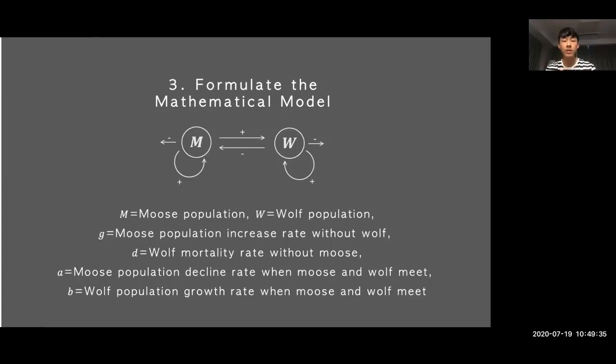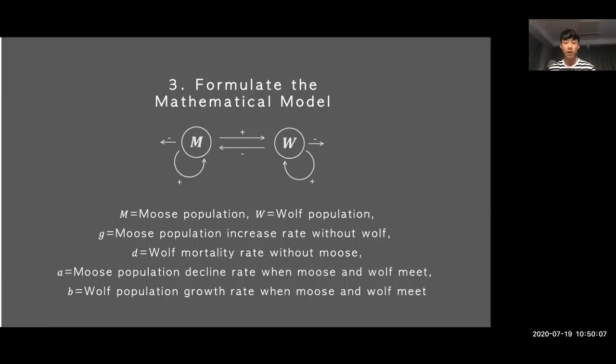Then we'll set the variables. I think that there are mainly 6 variables in here. First of all, the moose population and the wolf population, quite obviously. Second, G, which represents the moose population increase rate if the wolf did not exist. So this is the rate at which the moose reproduce. D is the wolf mortality rate when the moose did not increase. So this is where the wolves just naturally die. And A is the rate at which the moose population declines when wolf and moose meet.